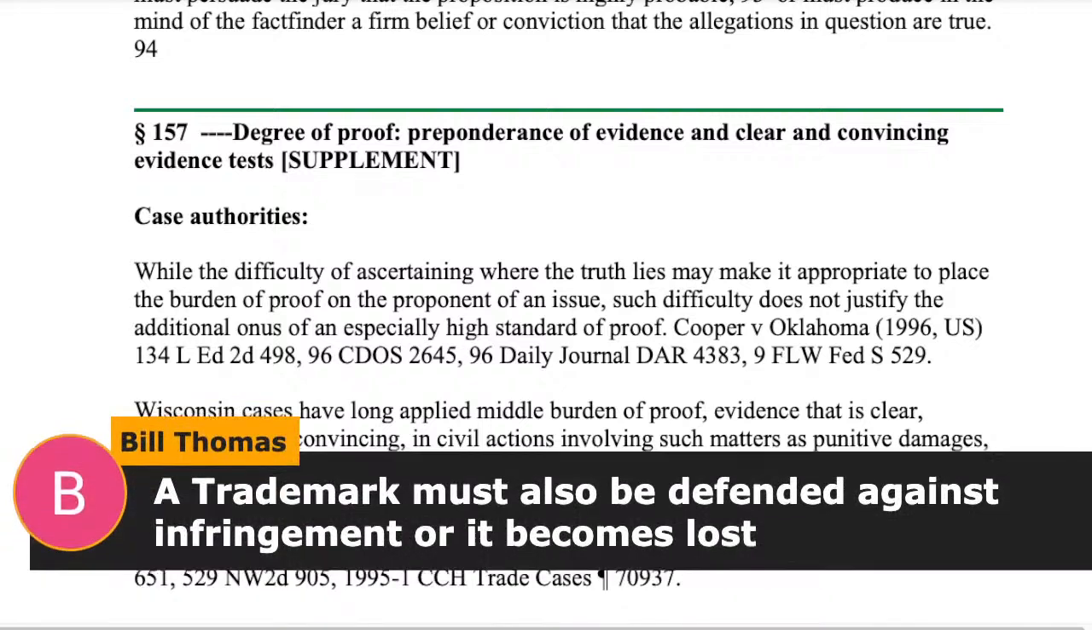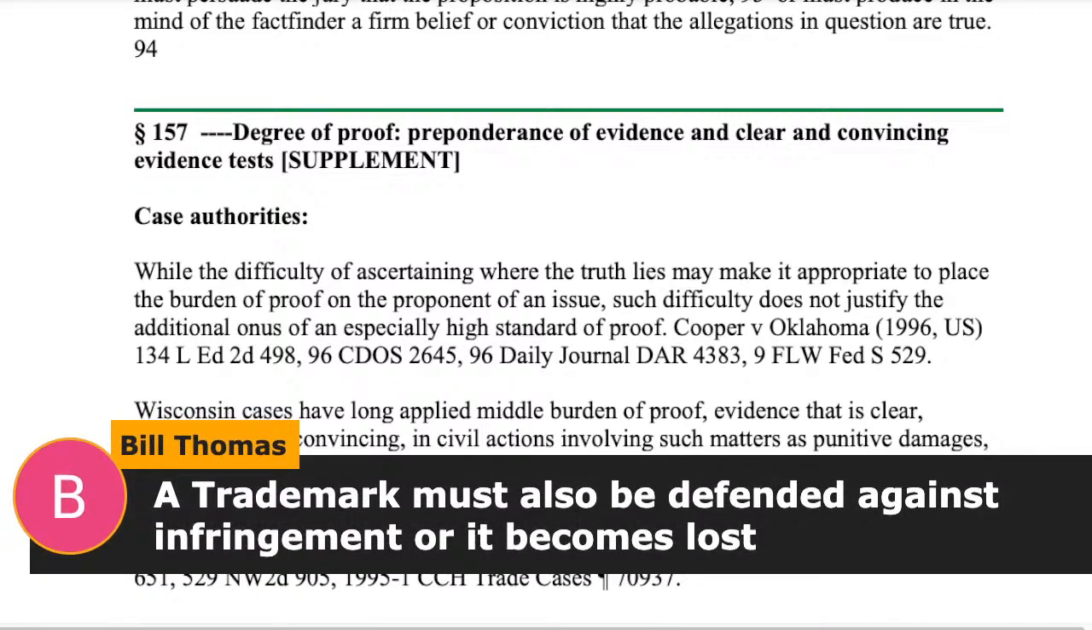Bill Thomas says a trademark must also be defended against infringement or it becomes lost. And we saw there's statutory authority, or a case authority, that says it would be considered abandoned after 2 years of non-use and you had no evidence of intent of future use. So just the intent of future use would be enough to protect it from an abandonment allegation, it seems.